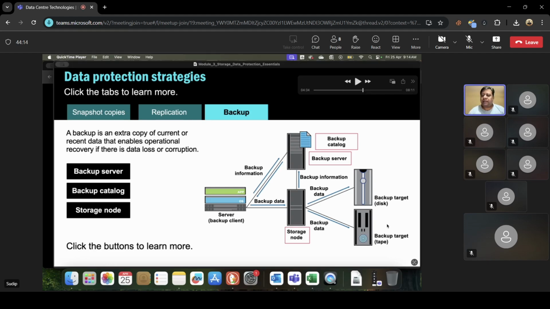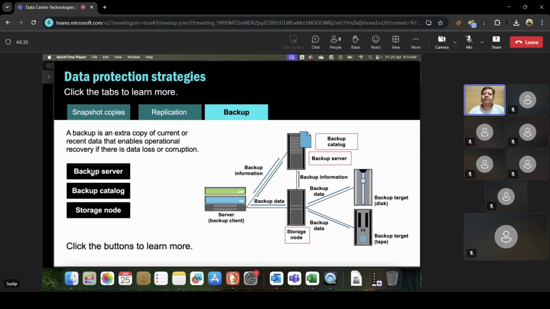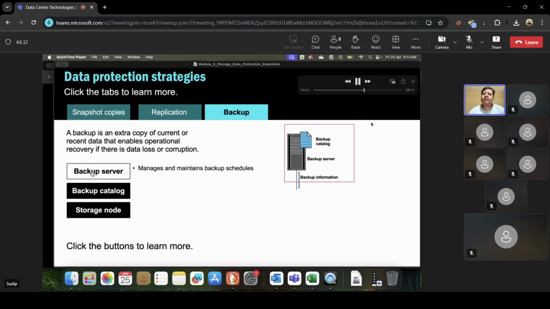So we also understood that tape medium needs tape drives. So we will need tape drives to read and write data into the tape. So what is the advantage of having backups?